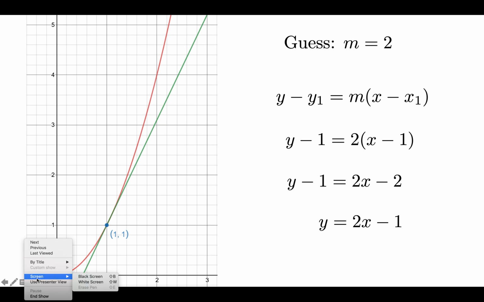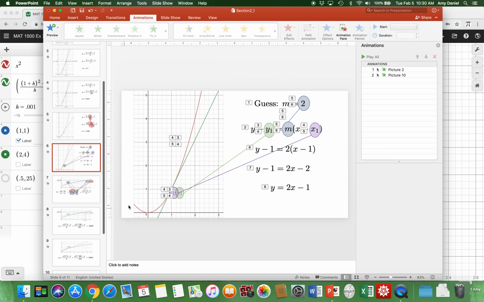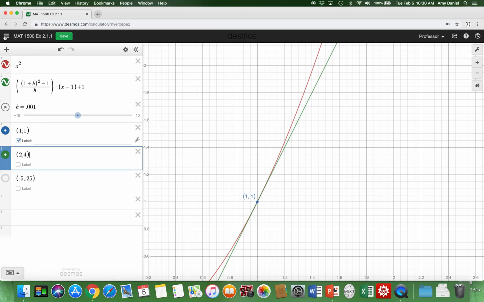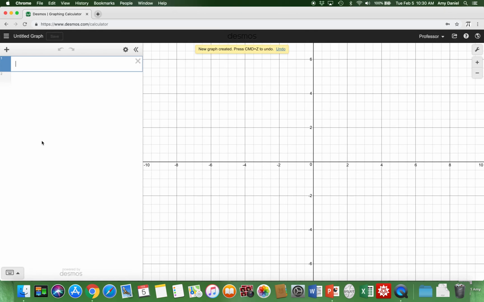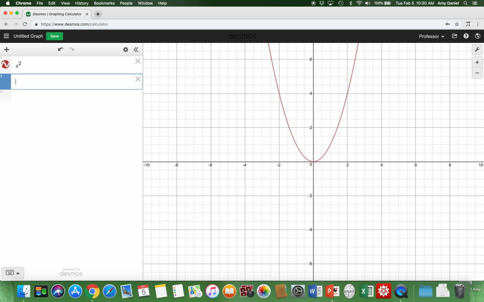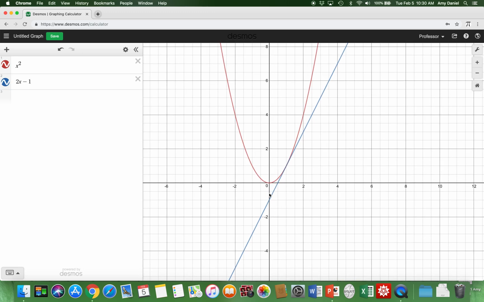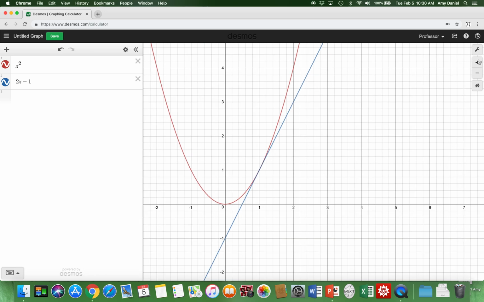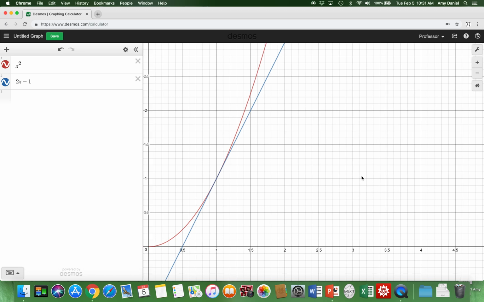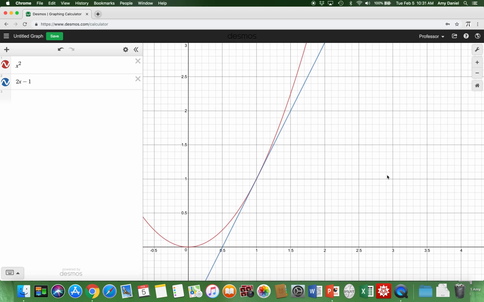So I'm going to go back to Desmos. All right, and I'm just going to get myself a blank graph here. So I'm going to graph x squared on Desmos, and then we figured out y equals 2x minus 1. And look, that's your minus 1 down here. Let me zoom in a little bit. Minus 1 is our y-intercept. Our slope is up 2 to the right 1. And right there it lands at the point 1, 1. And it looks perfectly tangent to that graph right there at 1, 1. Okay, so it looks like we did a good job.